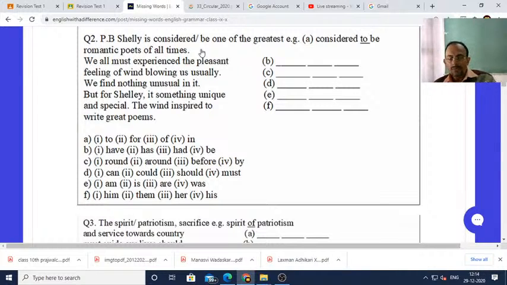And number two, their writing style was very very lucid. Lucid means very very simple for everyone to understand. They wrote in a language which was understood even by the farmers, even by the very ordinary human being. Understood. They did not write in a very poetic or in a very literary sort of way.